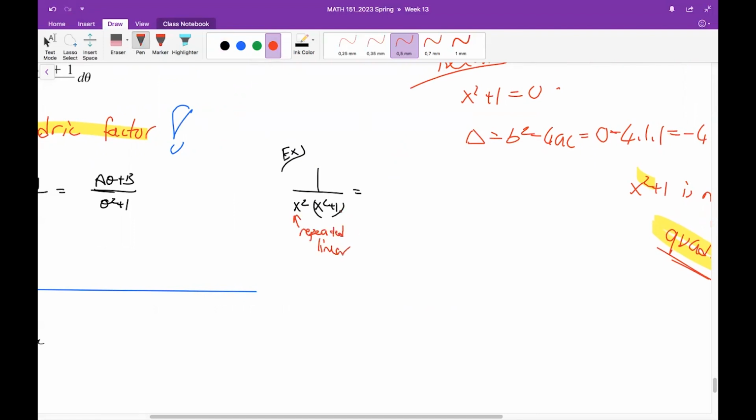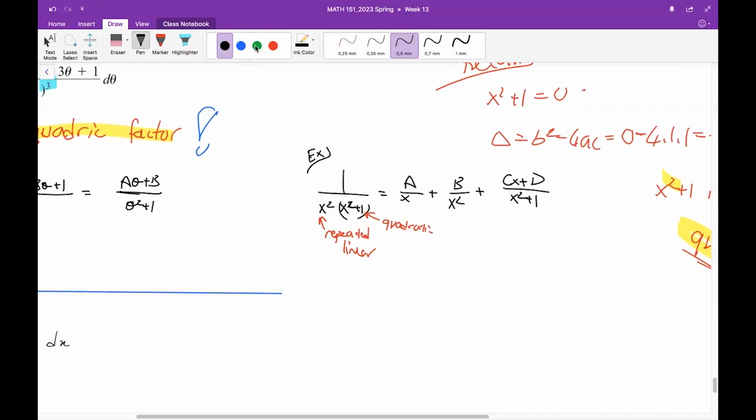Repeated linear. What is this? This is a quadratic factor. That's why partial fraction decomposition will go like that: A over x for this repeated linear, B over x squared since it is repeated, plus, for quadratic factors like that, you put Cx plus D form, not just a coefficient, but something like this. Okay, this is the rule.